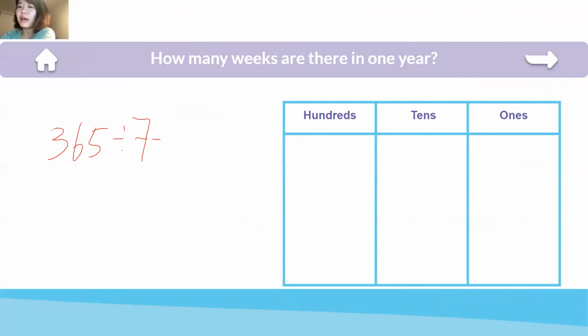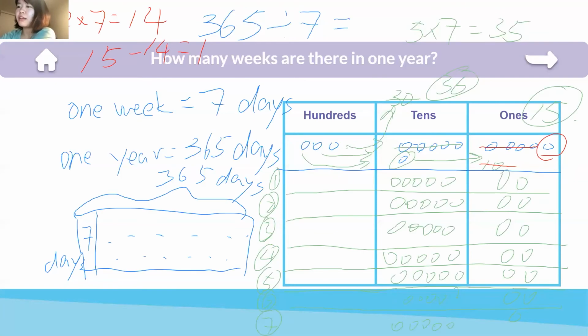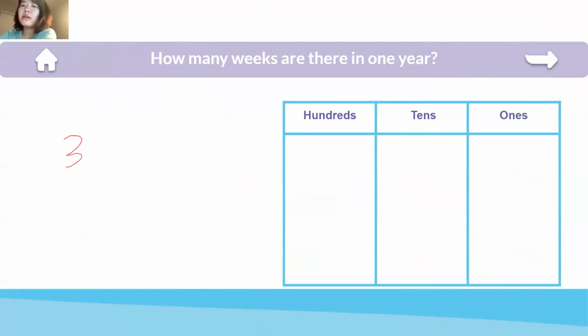okay, let me go back really quick. I forgot to count the tens. So how many tens do we have? We have 1, 2, 3, 4, 5. 5 tens, we have 0 hundreds. And how many ones? We have 2, and the remainder is 1. Okay, so 365 divided by 7 is 52, remainder 1. So this is the answer for this question. So there will be 52 weeks and 1 day more in 1 year.